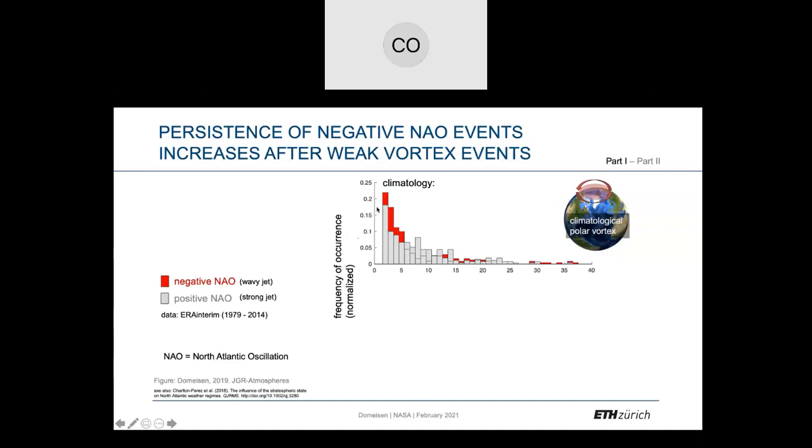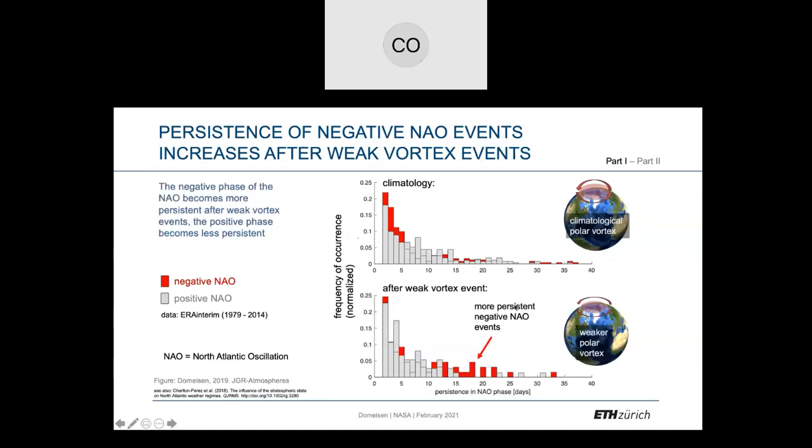So in climatology, the negative NAOs are often pretty short, or shorter than positive NAOs. But if you look after a weak vortex event or a sudden warming event, then these longer timescales dominate among the negative NAO events. So the negative NAO events become more persistent after these events. The weather also transitions more frequently into these negative NAO events. So this is the response that we would expect after a sudden warming.